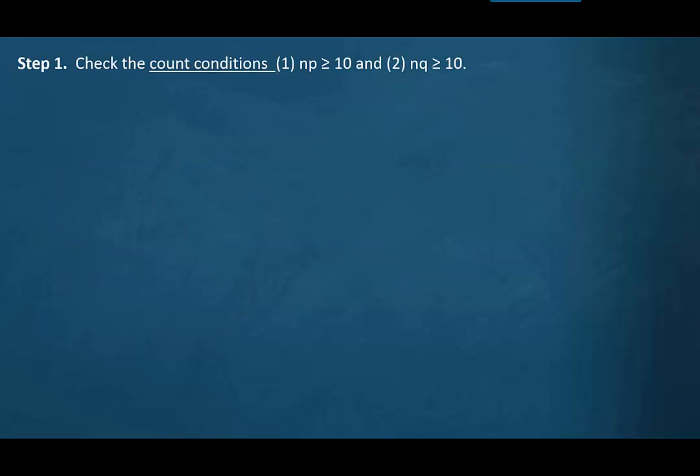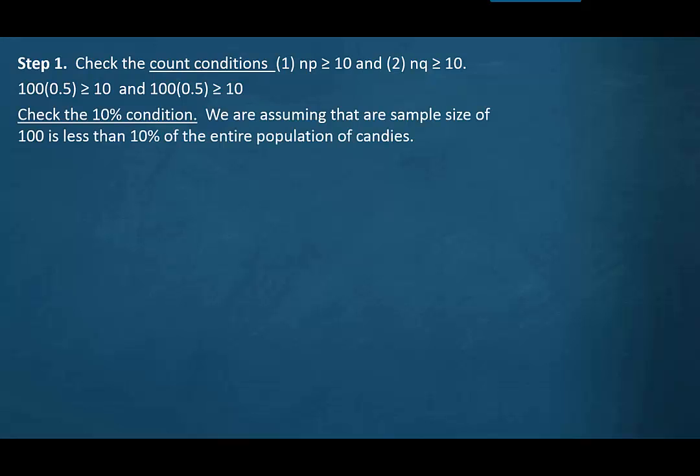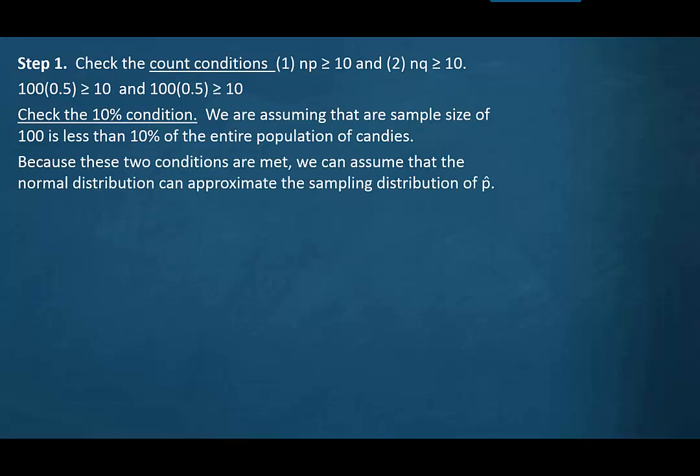So step 1, we need to check what I'm going to call the count condition. So n times p bigger than or equal to 10 and n times q bigger than or equal to 10. We have 100 times 0.5, that's greater than or equal to 10. And it's the same thing, p equals q in this case. They're both bigger than 10, of course. Check the 10% condition. We're assuming the sample size of 100 is less than 10% of the entire population of candies. And because these two conditions are met, we can assume that the normal distribution can approximate this sampling distribution of p hat.